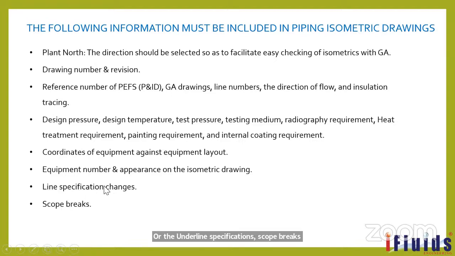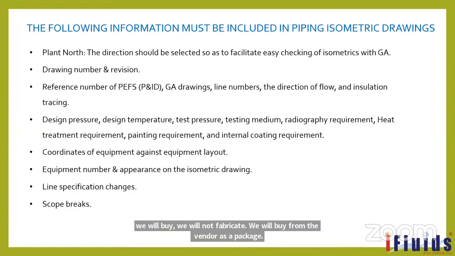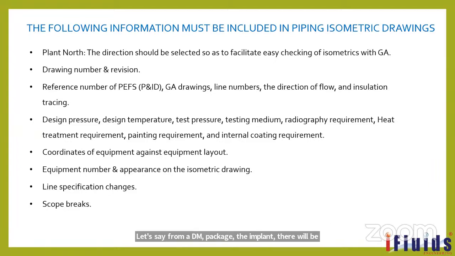The scope break means nothing but which one is vendor scope. Some equipment we will buy, we will not fabricate, we will buy from the vendor as a package. Let's say from a DM package, DM plant, there will be some package available. So the isometric will show which is the vendor scope and which is the client, owner scope. So based on that, it will be available in the isometric drawings.